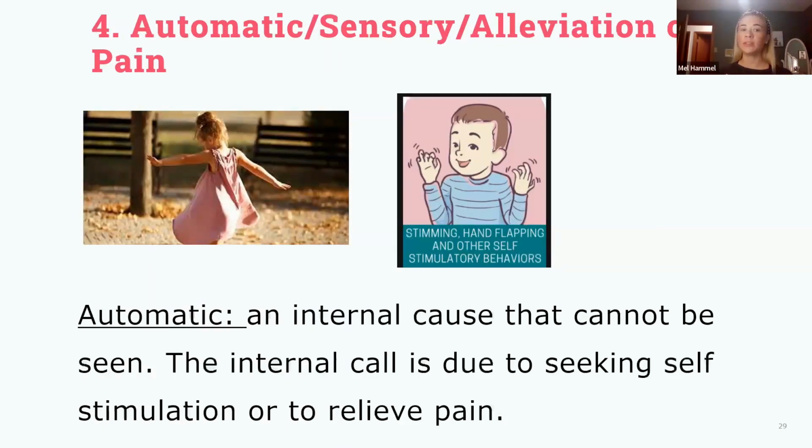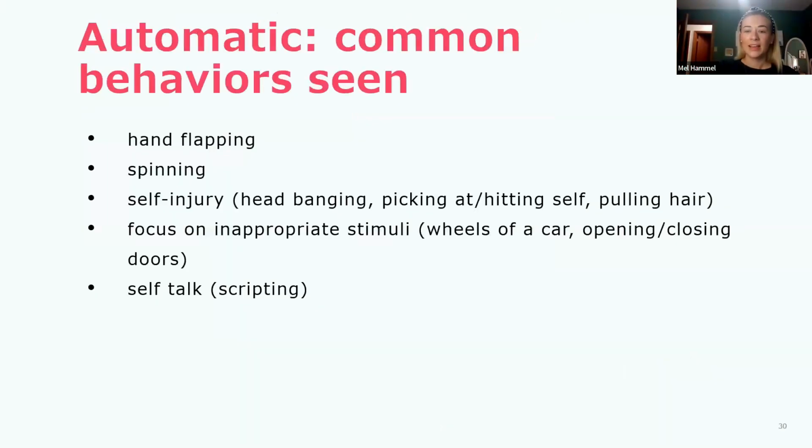So those are the best way I can explain that automatic function without getting too scientific, trying to keep it where we can understand and apply this. A lot of the times we can see hand flapping or spinning. In my own experience, I've seen a lot of kiddos with significant self-injury of hitting the head, either with their hand or their fist, or hitting it on maybe a wall or the floor, focusing on inappropriate stimuli.